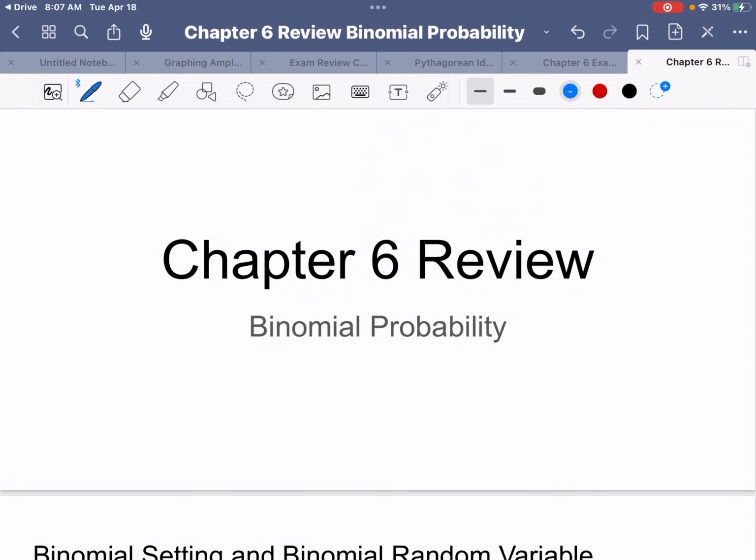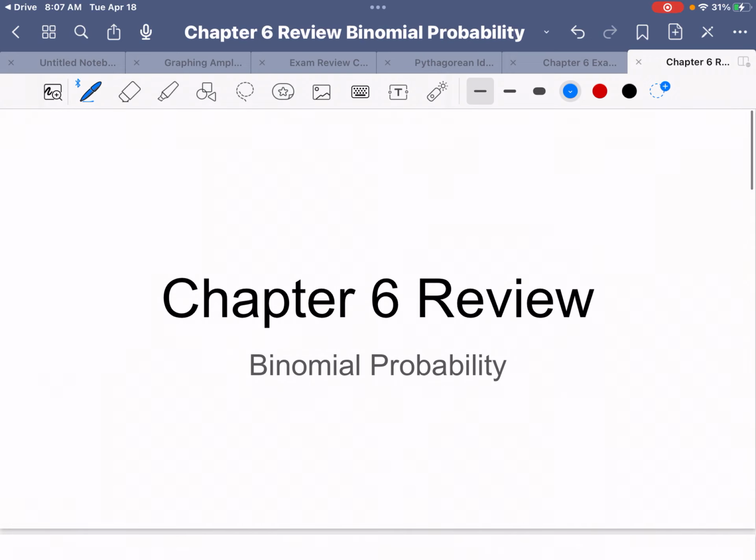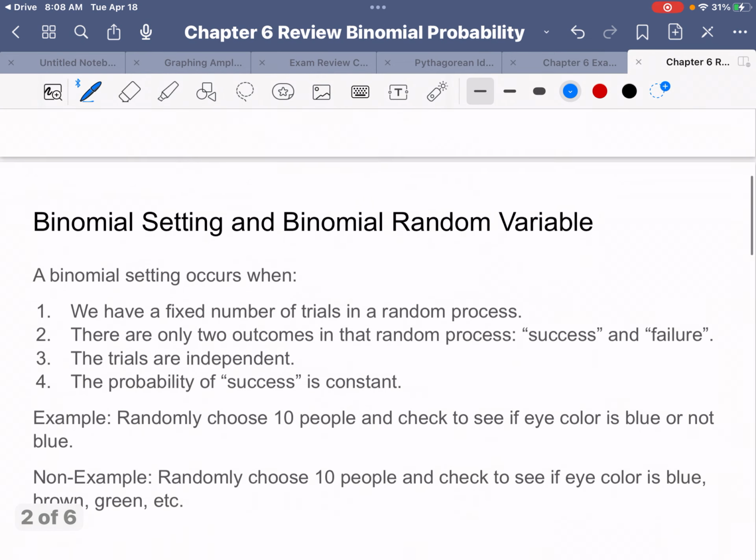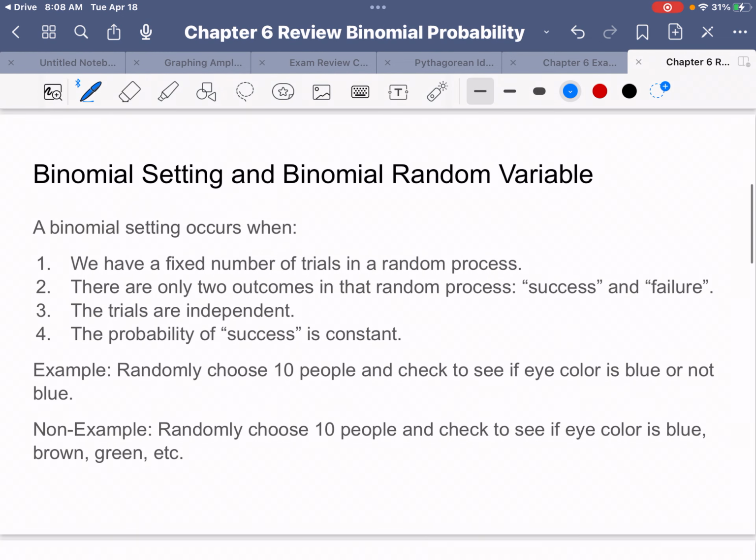AP Statistics students, there's one more part of Chapter 6 to review, and that's at the very end, Section 6.3, binomial probability. Binomial probability addresses a special kind of random variable: a binomial setting and a binomial random variable.